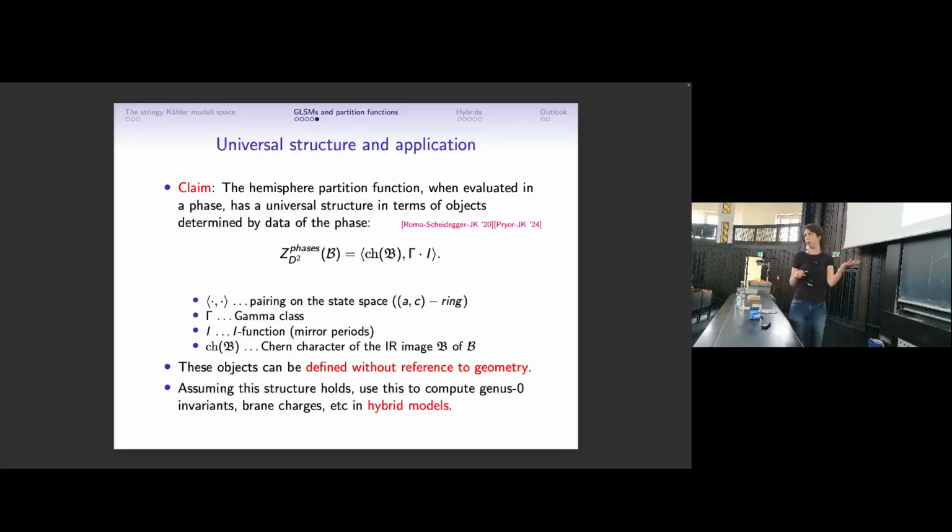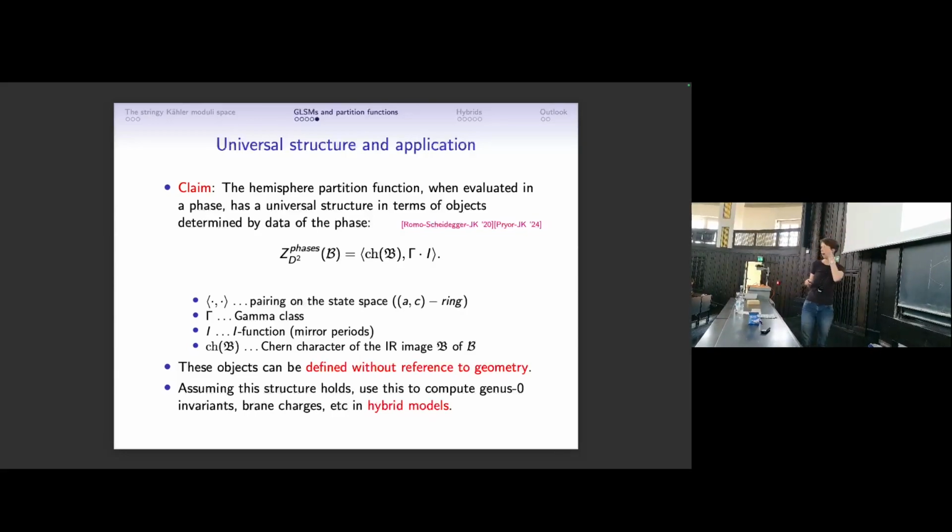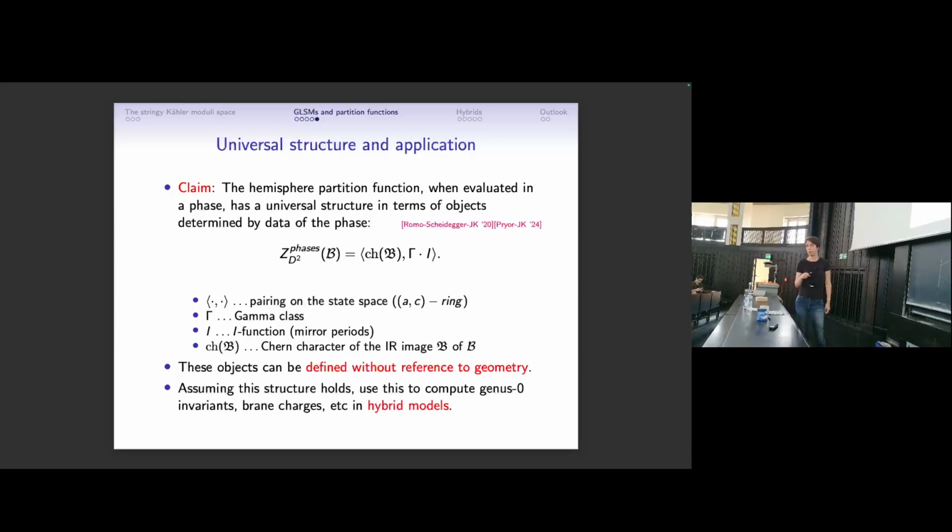So in geometric and Landau-Ginzburg phases, all these objects are known and defined, so we can take examples and check that this formula is really true, and this is what we did in the first paper. But what we can also do is when we have a phase that is not so well understood, we can just evaluate that, rely on the structure, and then extract at least conjectural results for what the I function, the Chern character of a brane or something is, or even the structure of the state space.